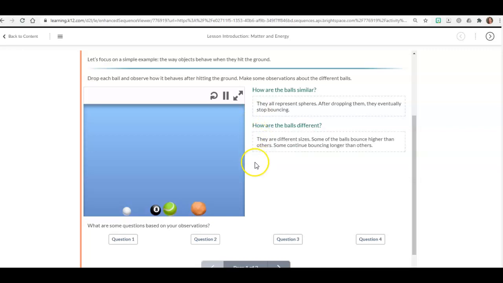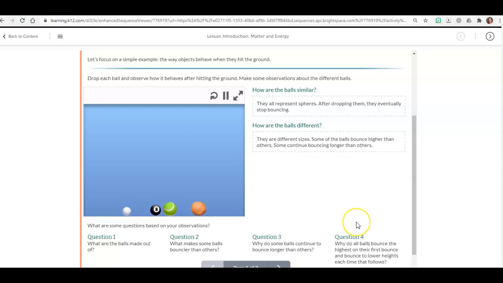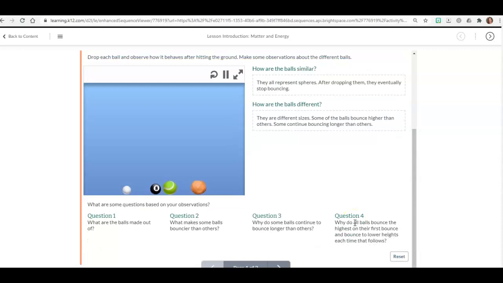So how are they different? We can see that they're different sizes. We can see that some of them bounce higher than others, and some continue bouncing longer. So some questions that we could look at based on our observations. What are the balls made out of? What makes some balls bouncier than others? Why do some balls continue to bounce longer than others? And why do balls bounce the highest on their first bounce and then bounce to lower heights each time that follows? So these are things that we're going to be looking at and investigating in this lesson as we go through matter and energy together.